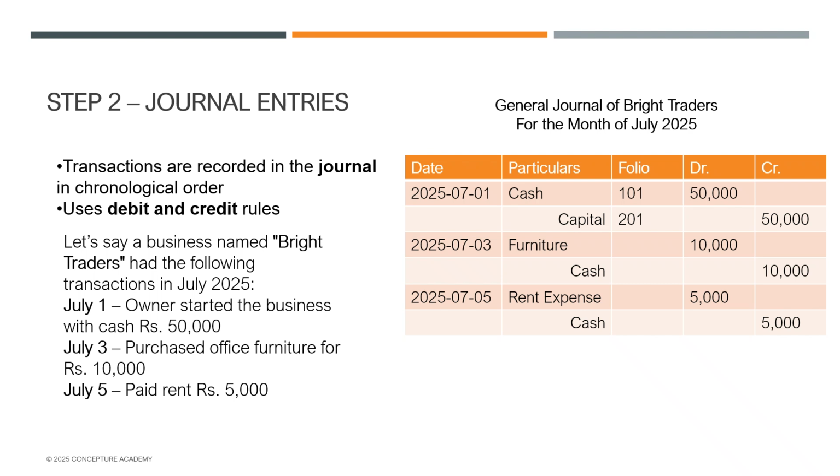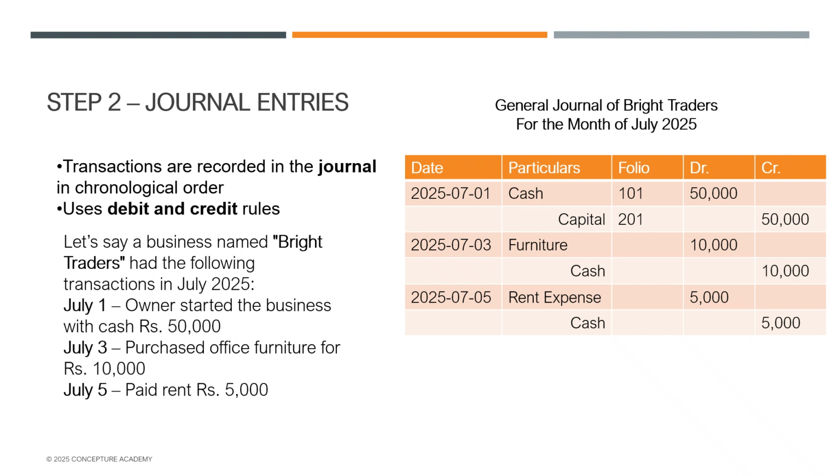The second transaction happened on July 3rd. Purchased office furniture for rupees 10,000. Furniture is an asset, so we debit furniture account. Cash is going out, so we credit cash account. The journal entry will be furniture account to cash account.